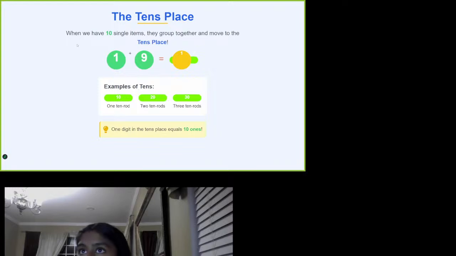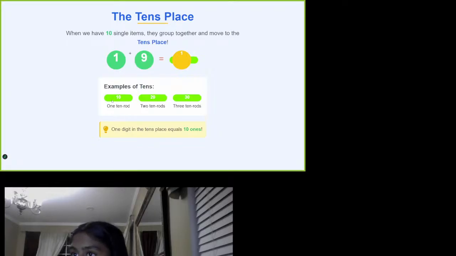The tens place. When we have 10 single items, they group together and move to the tens place. So you have the digit 1 here and the digit 9 here, which equals 19. Since there is a 0 in this place and the 1 goes up front, it equals a 10 in total. And then you add the 9.